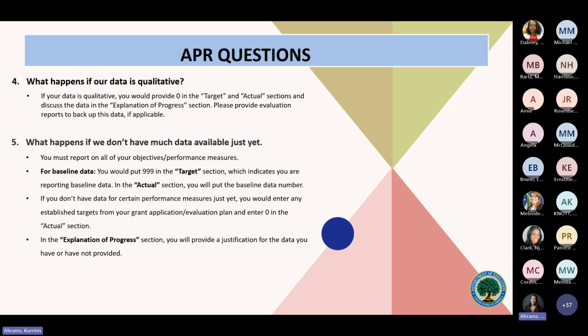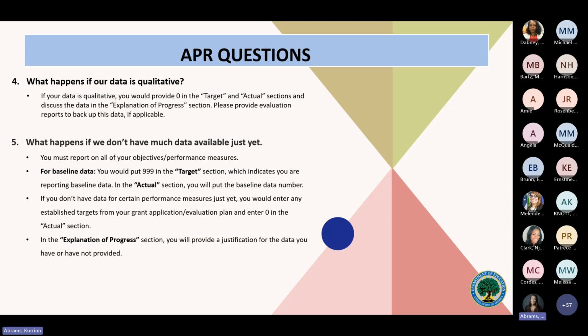For baseline data, again, you would put 999 in the target section, which indicates you are reporting baseline data. Perhaps you've collected that in your first year, or maybe you collected that prior to your grant starting. And then in the actual section, you would put the actual baseline data number that you collected.